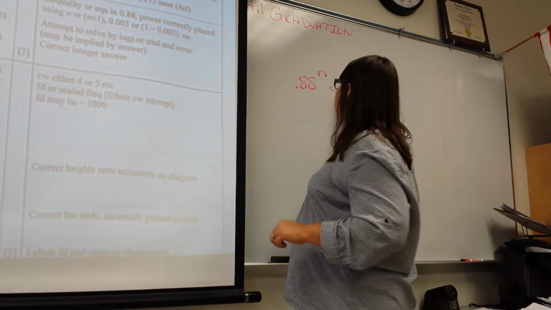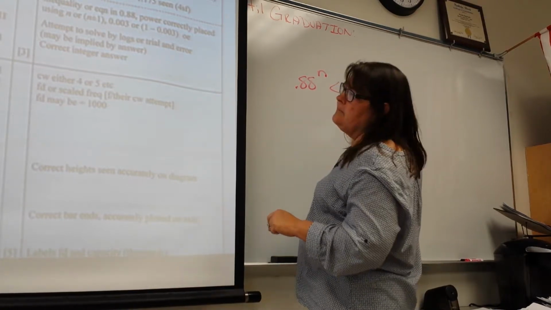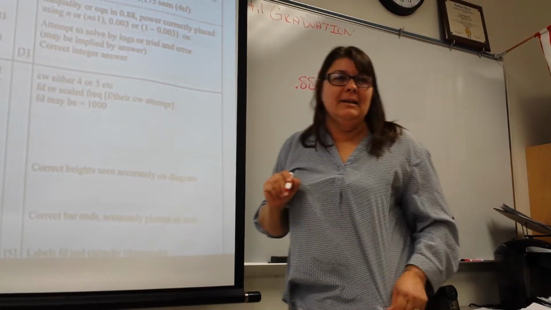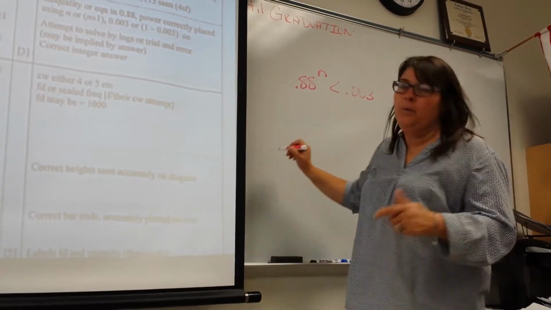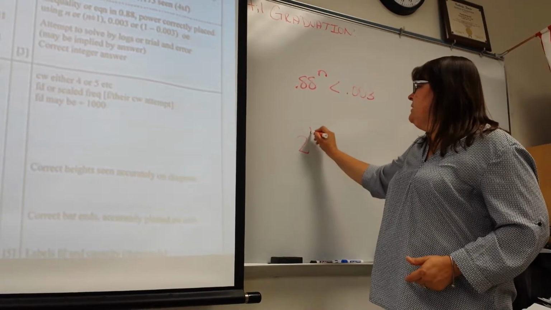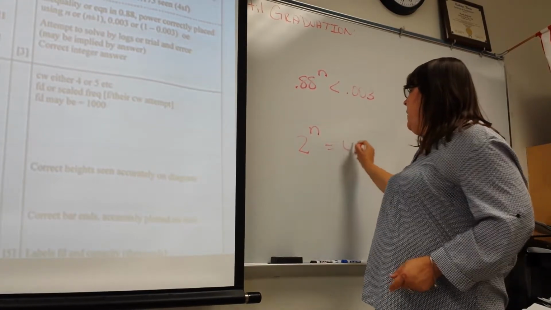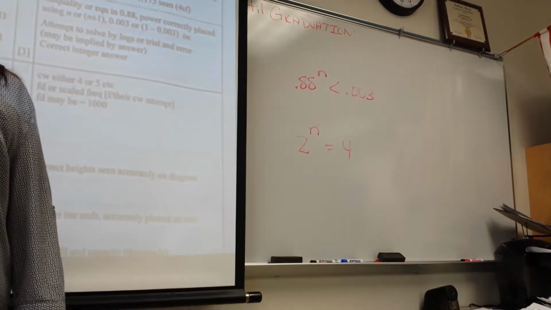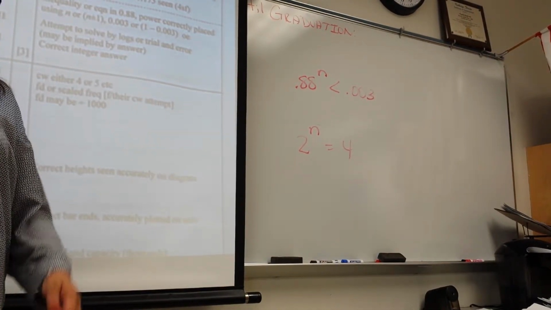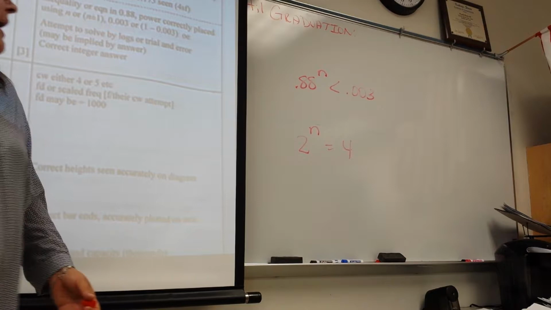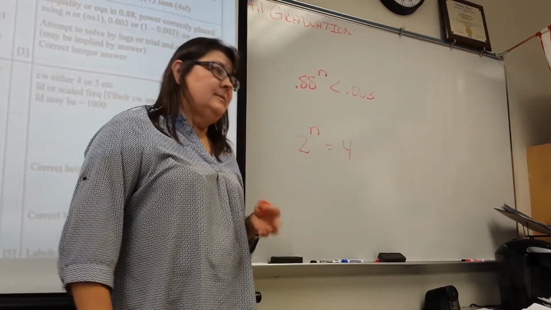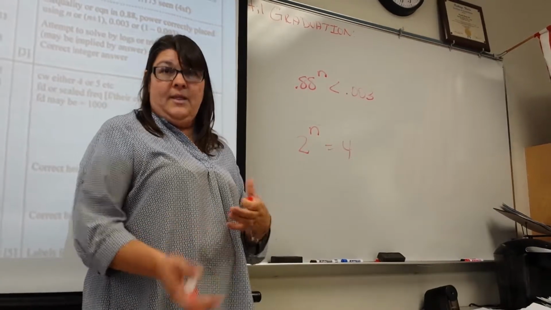So if I have something that looks like this, and I'm trying to solve for n, let's look at it with something we are aware of. For example, 2 to the n is equal to 4. You can tell me right now, you know that n is 2. Would you agree? So it's not hard, you see that. So the idea is 0.88 to what power gives you 0.003. Now, that's a really hard guess and check kind of thing.